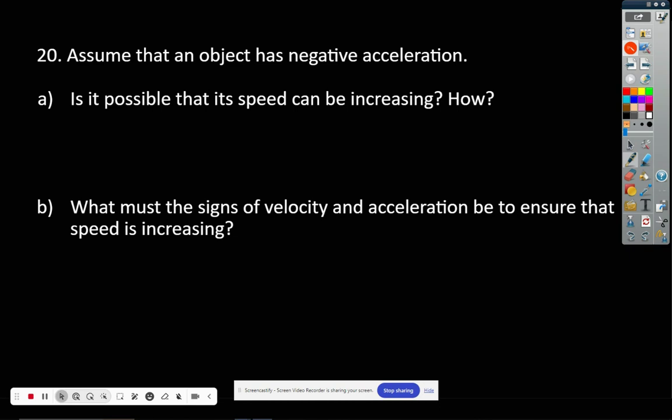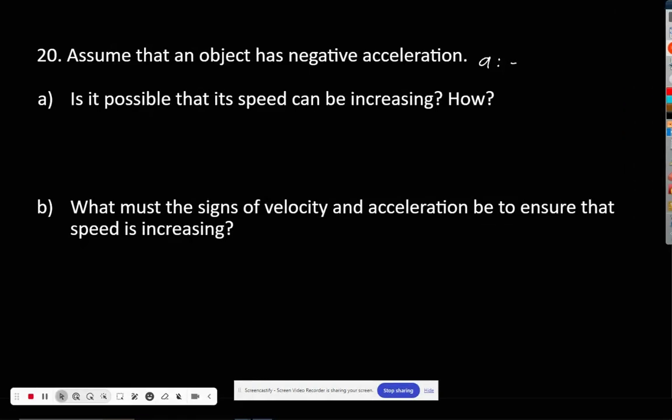Assume that an object has negative acceleration. That's just a statement. So, okay, acceleration is negative for right now. A. Is it possible that its speed can be increasing? If so, how?